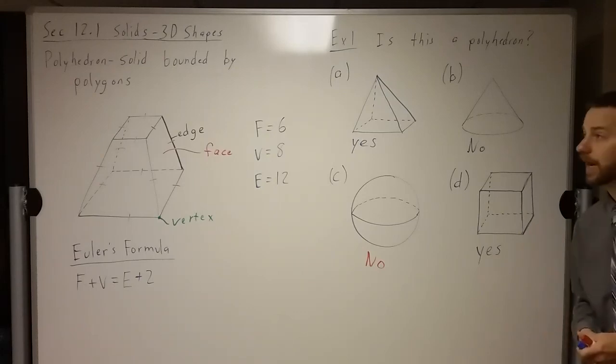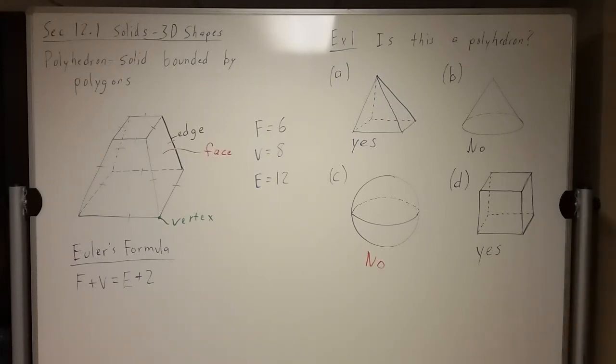Right, so that's how we can tell if something is a polyhedron or not based on if it has faces, vertices, edges, or in other words, if it's bounded by polygons.